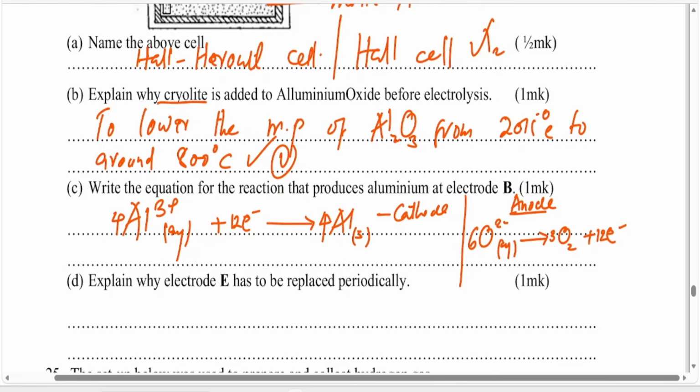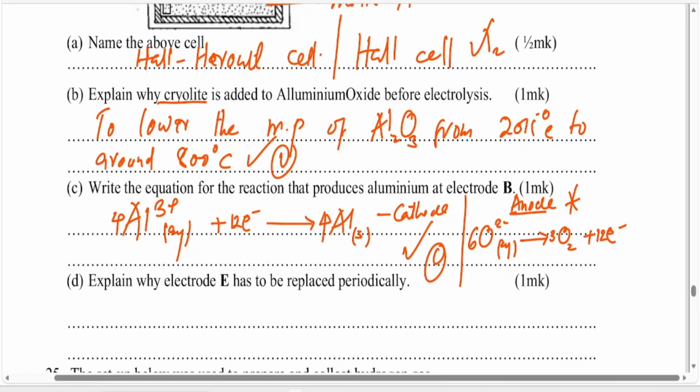So you realize that I've used 4 and 6, and the LCM, the least common multiple, I've used 12. So in this case, I'm having the reaction at the cathode. So this is the reaction at the cathode, and this is what is being marked. This is just a summary or a rough work to show how we obtained the balanced equation.